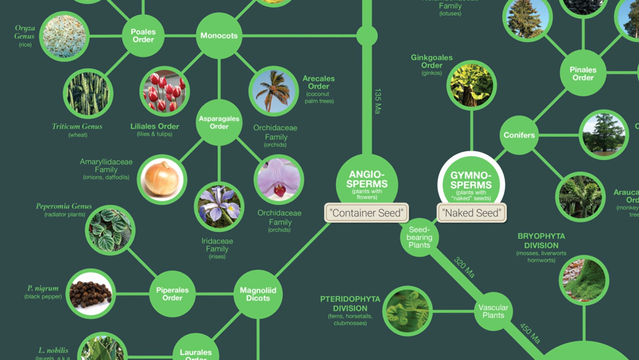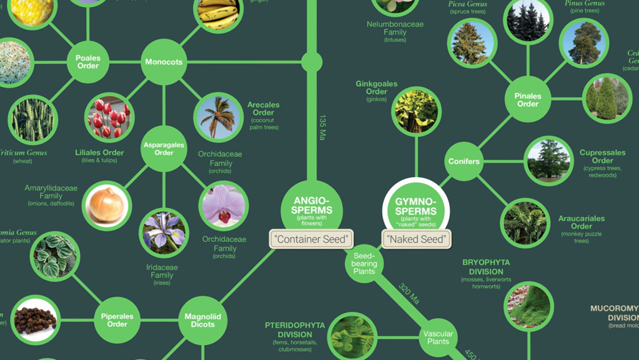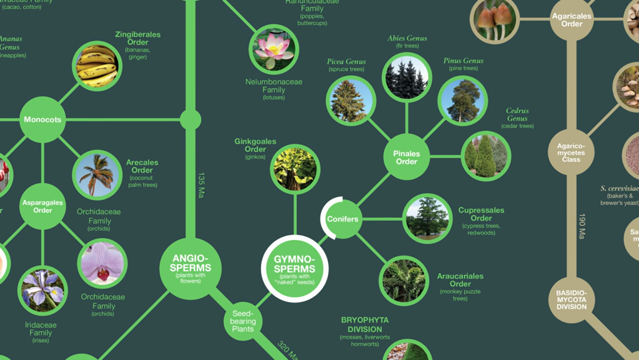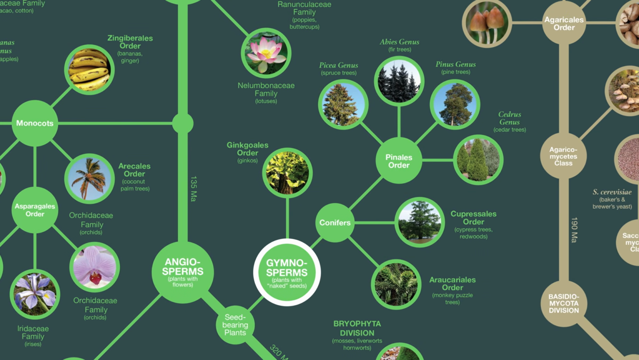Now, when it comes to gymnosperms, most people tend to think only of conifers, or cone-bearing plants, almost all of which are evergreen. But there are actually a few other types of gymnosperms as well, such as the ginkgo tree, which loses its leaves. So what unites all gymnosperms is not cones or being evergreen, but the fact that their seeds aren't enclosed in fruit.